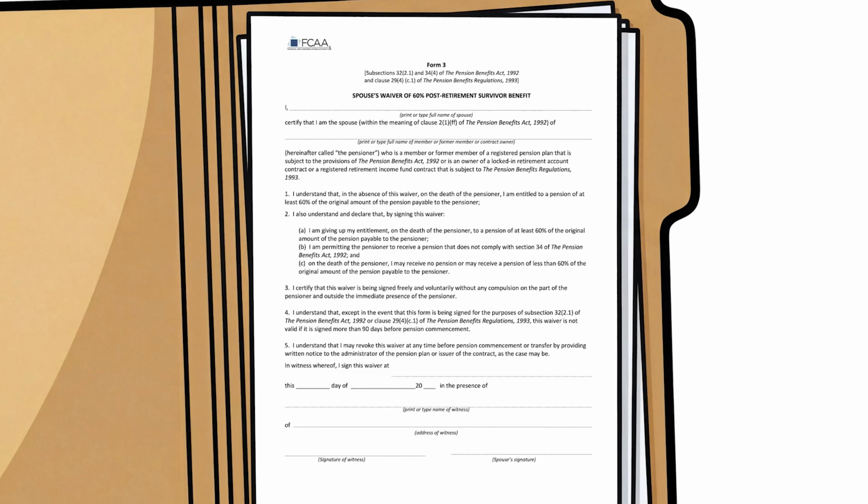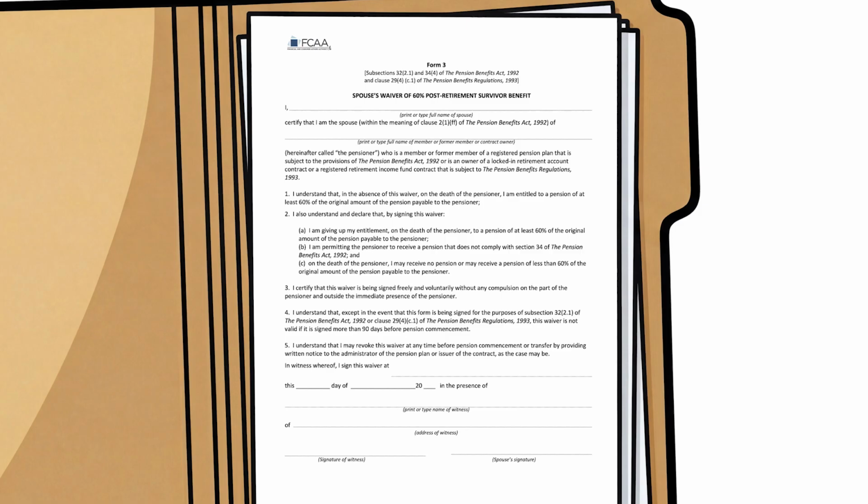Next, let's look at the spouse's waiver of the 60% post-retirement survivor benefit. This form only needs to be completed if your spouse is choosing to waive their right to the 60% survivor benefit. If they have signed this form and you predecease them, they will not receive that benefit. Please note that this form must be signed by your spouse outside of your presence so that they cannot indicate that you forced them to sign it.